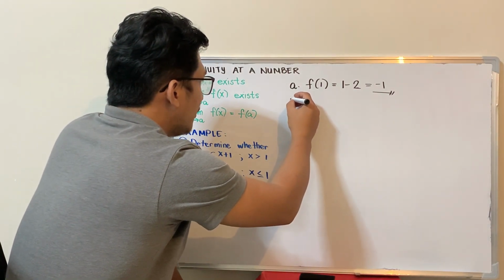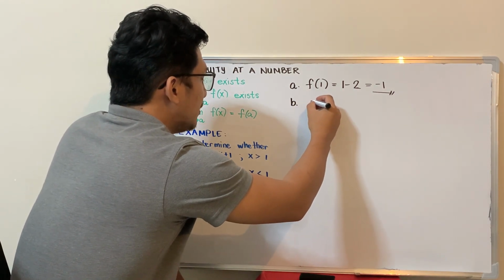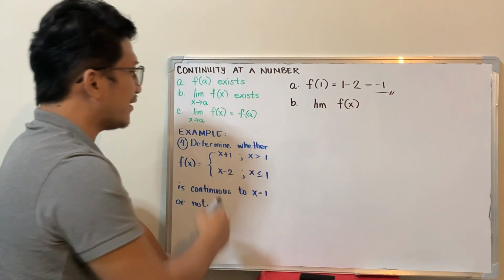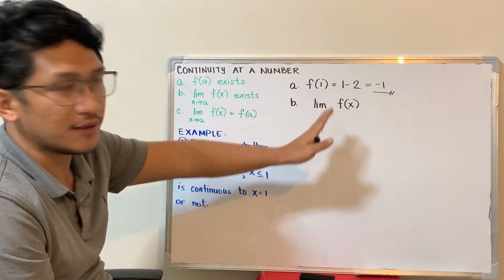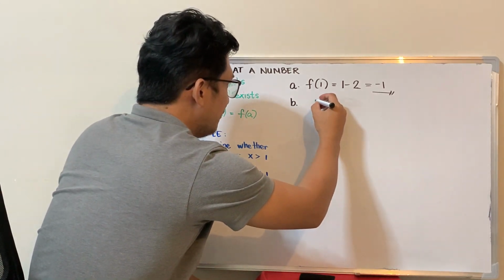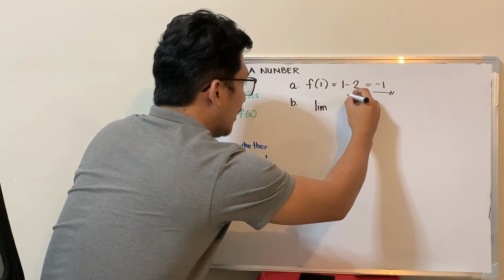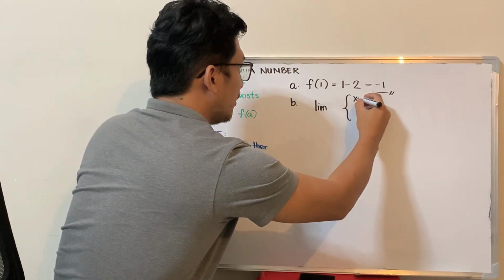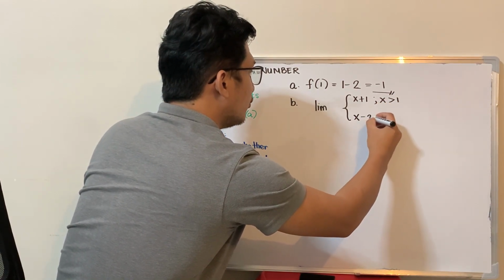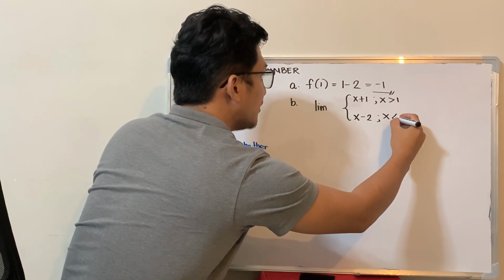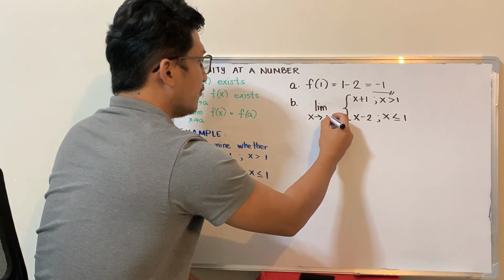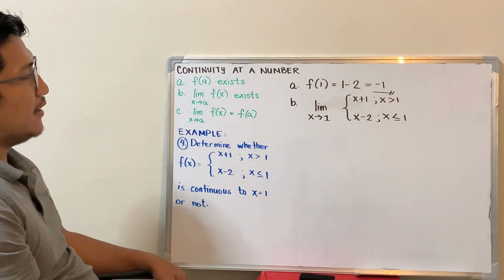On letter B, we are now to check the limit of the function. So what is the limit of the function f of x? I will just put f of x instead of the piecewise function, but actually it should be proper to write it out. Let me write it. Okay, sorry. So it should be the limit of the piecewise function x plus 1 when x is greater than 1 and x minus 2 when x is less than or equal to 1, as x approaches positive 1. Okay?